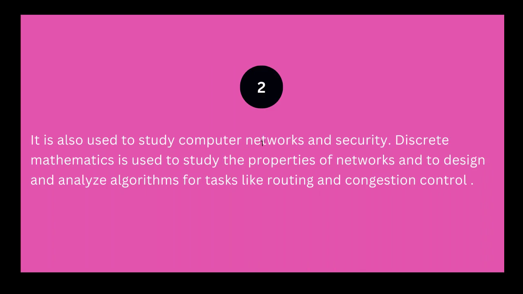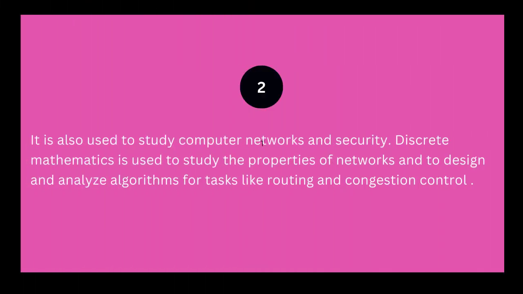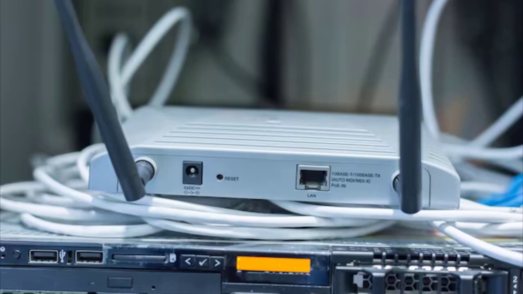Discrete math is also used to study computer networks and security. When we talk about a computer network, it is an interconnection of computers for resource and information sharing. So discrete math is used to study the properties of networks and to design and analyze algorithms for tasks like routing and congestion control. So for example, Boolean algebra is used in network protocol designs, particularly in the creation of logical conditions and rules for packet switching, for packet forwarding, filtering, and firewall operations.